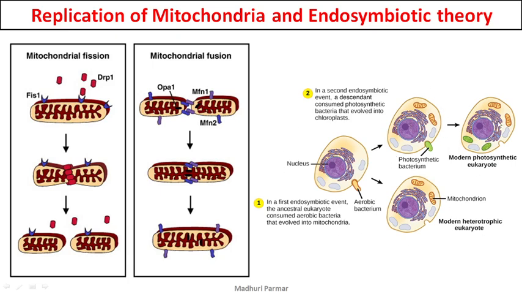Fine. So this is the endosymbiotic theory, which proves why this mitochondria is semi-autonomous. Semi means half. Autonomous means self-reliant. It is semi-autonomous. It can function on its own, but it needs some help from the nucleus.